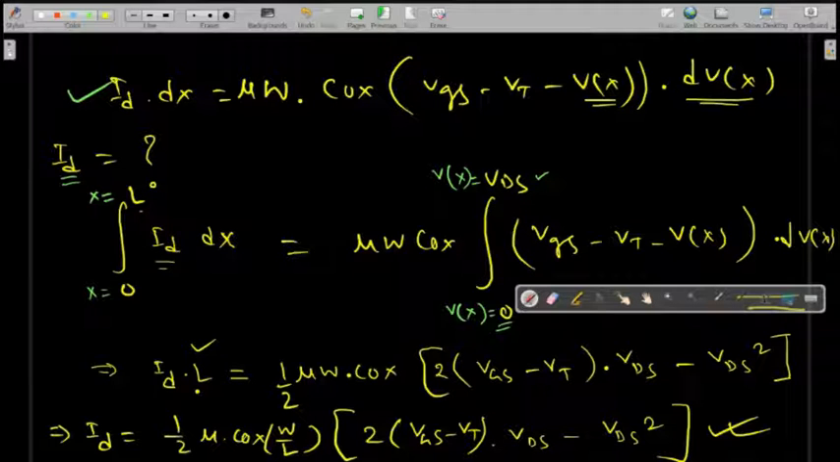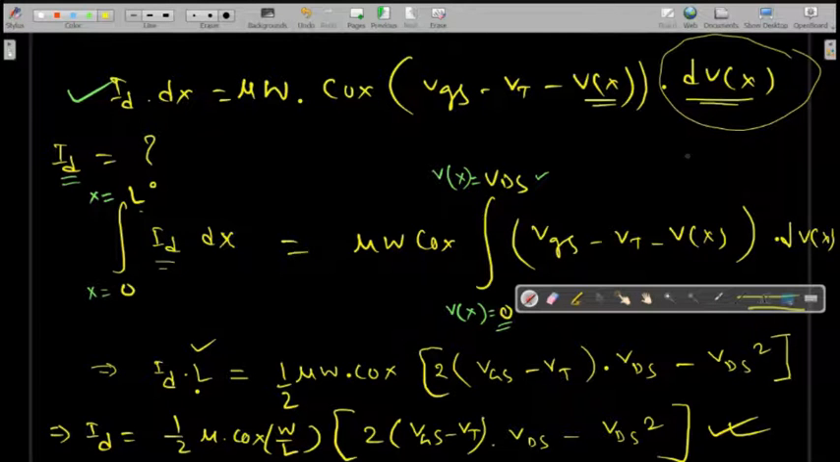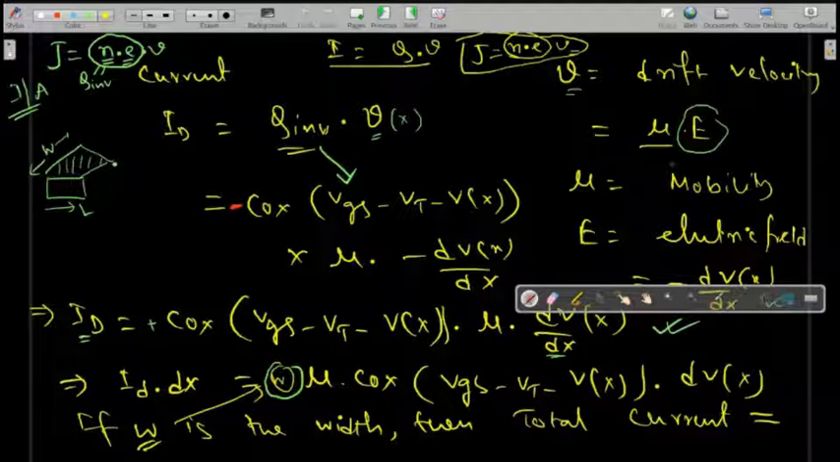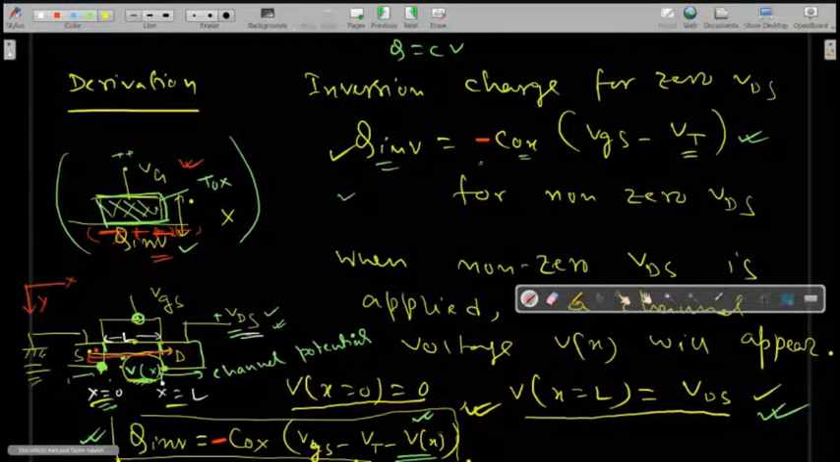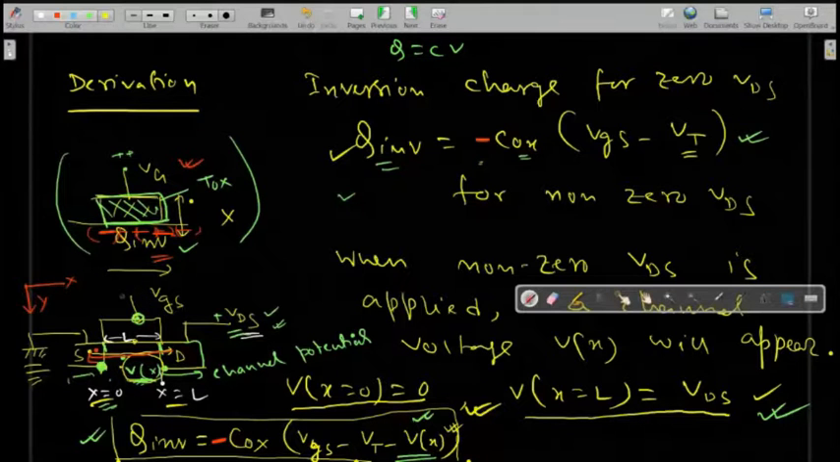Check this current equation we are getting. It came from the gradual channel approximation, and whatever value of Vx we are taking is basically along the x direction. But in real cases it is not true. The electric field has both x and y components, but anyway we are doing some approximation here. Again, when we calculate the inversion charge Q, it is minus Cox into (VGS minus VT minus V of x). V of x we consider as varying only in this direction, that is, one dimension in nature.